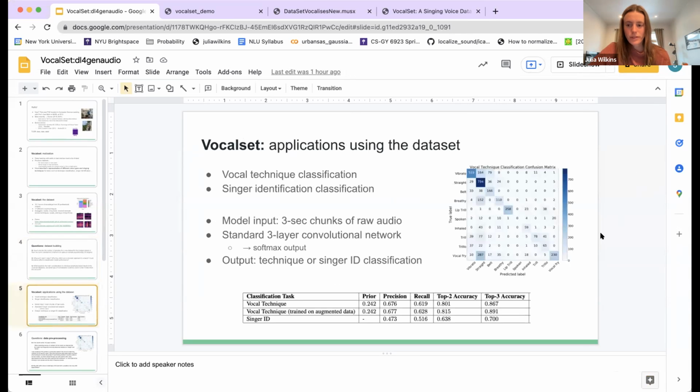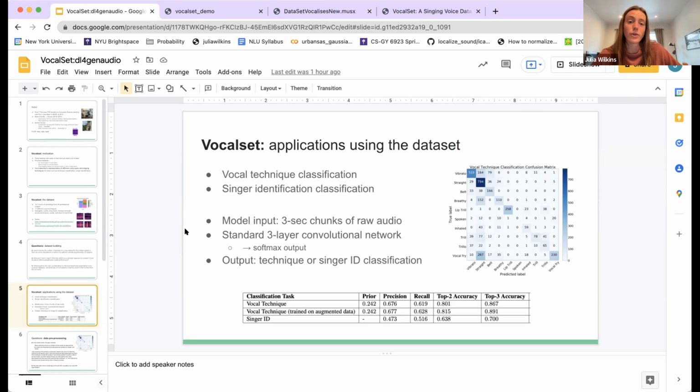Great. So now to get a little bit into the applications using the data set. Overall, the paper is a data set paper, but typically you'll find in data set papers that they propose some applications, maybe do some simple baselines, and that's what we did here. The purpose of the paper wasn't to create the state-of-the-art, most amazing model at these tasks, but more just to illustrate that the data set is useful and we're able to do some interesting tasks using it.